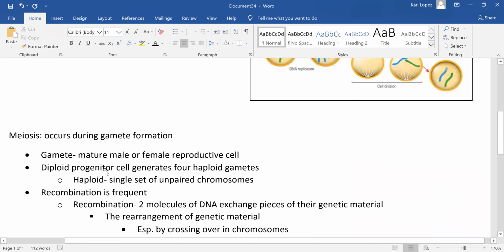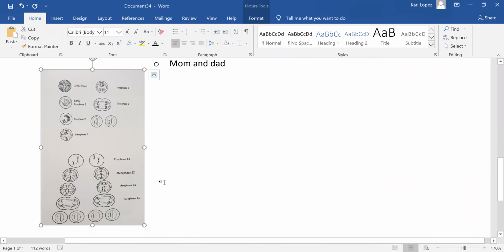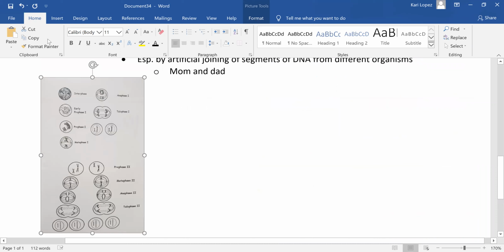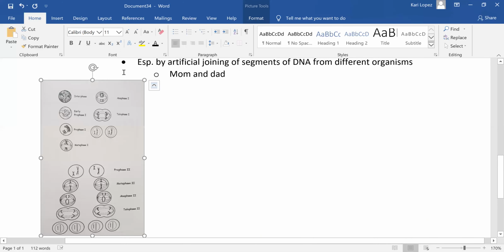Now let me see. I think I'm going to try to split this photo in half. So I'm going to put it in twice and then split it in half so I can put them side by side.